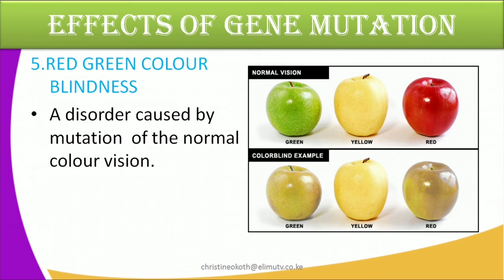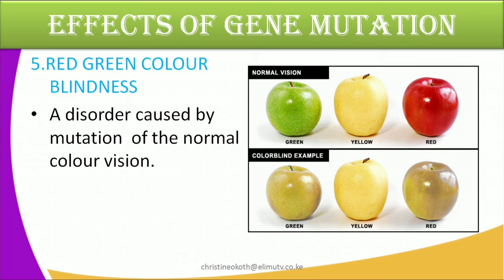Another effect of gene mutation is red-green color blindness. This is a disorder caused by the mutation of the normal color vision. This person has difficulty especially when trying to see images which are green or red, or any shades of green and red. For example, if it's a green apple, this person will tend to see something brownish. The pigment cannot detect the color green.